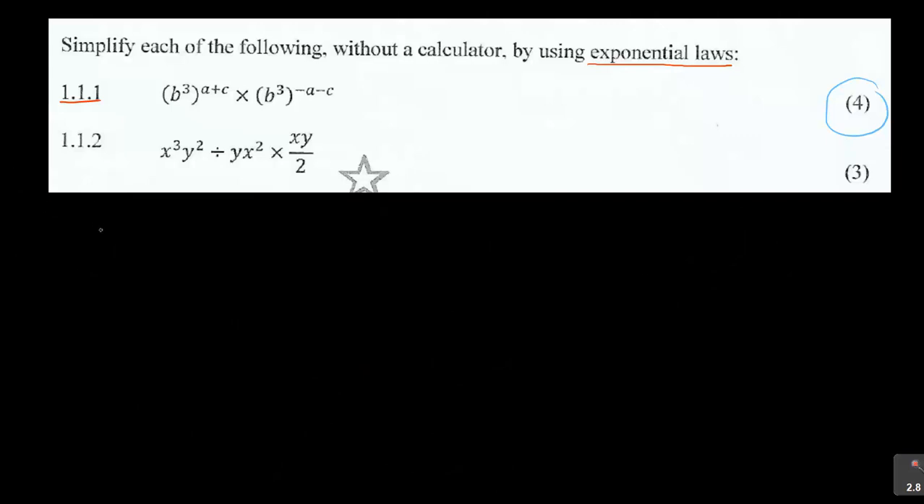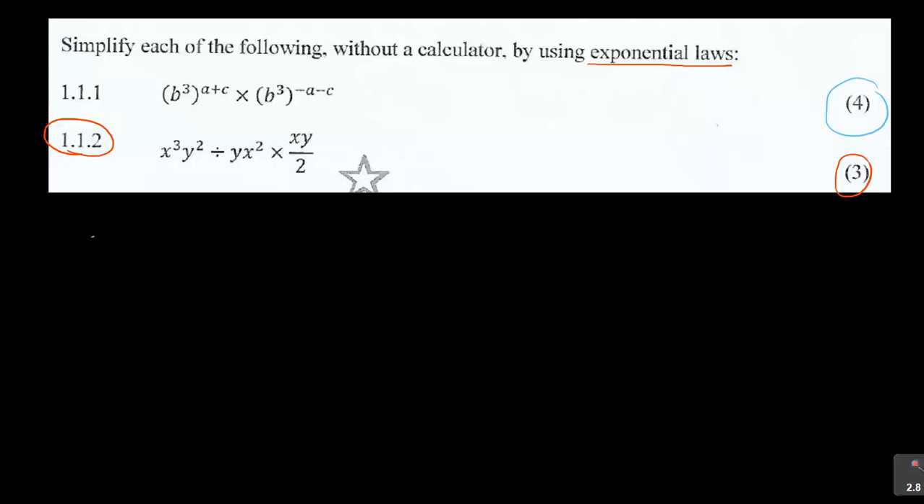Now, the next one is question 1.2. We are looking at that. We are done with the first one. Again, it says simplify each of the following without a calculator by using exponential laws. Now we are looking at the 3 marks.